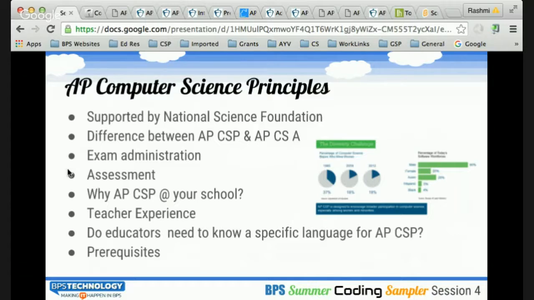What are the prerequisites? Well, it's not required as per the College Board, but they very strongly recommend Algebra 1 before taking AP Computer Science Principles. And we highly recommend taking an introductory course of computer science before going into AP Computer Science Principles.